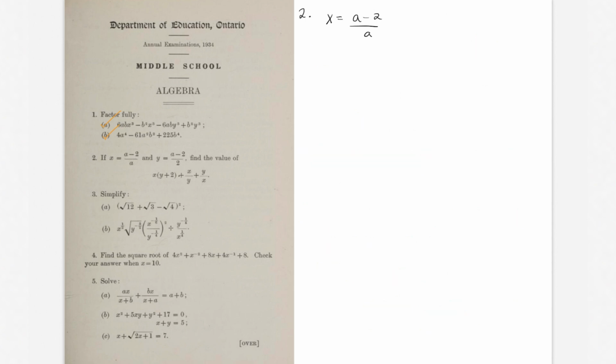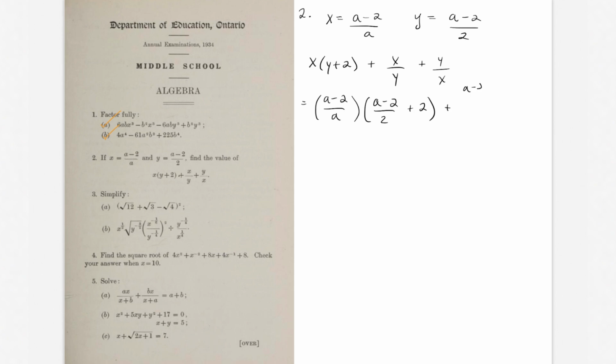Here we were told that x is equal to (a minus 2) divided by a, and y was equal to (a minus 2) divided by 2. And then we were asked to find the value of x times (y plus 2) plus x over y plus y over x. And this wasn't that difficult.